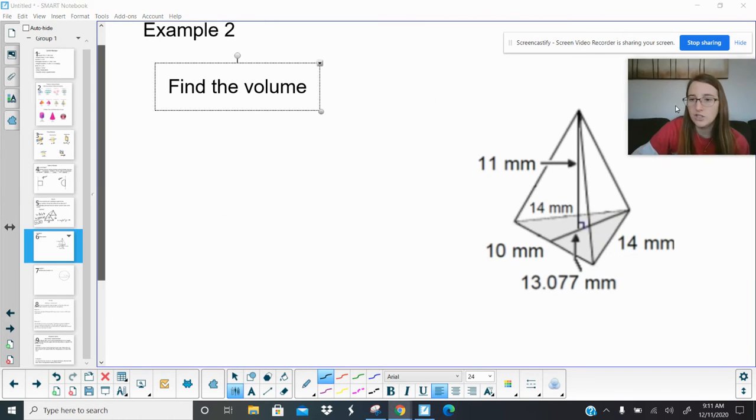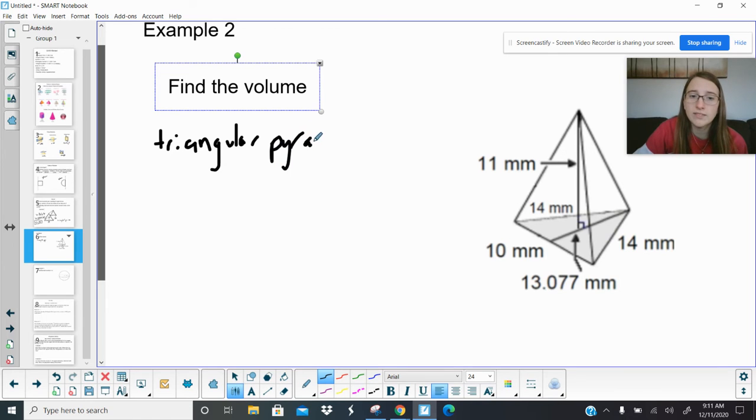Couple more volume questions here. What is this shape to start with? This is a pyramid because it comes to a point like this, but it's also a triangular pyramid because notice the base. What it's sitting on is a triangle. So this is a triangular pyramid. So we look to our notes and we're going to copy down the formula for triangular pyramid. I'm going to give you a moment to do that.